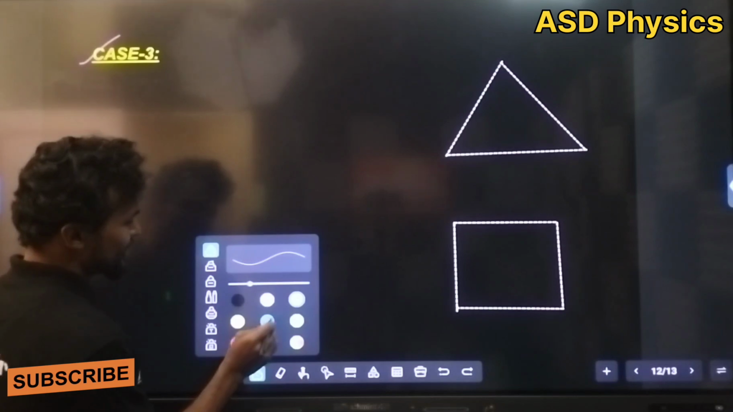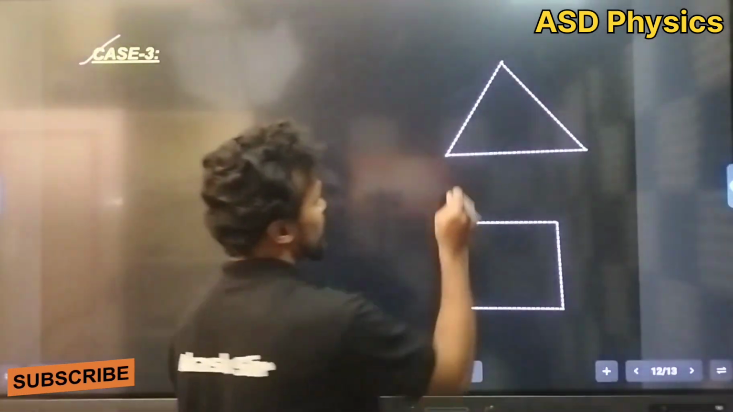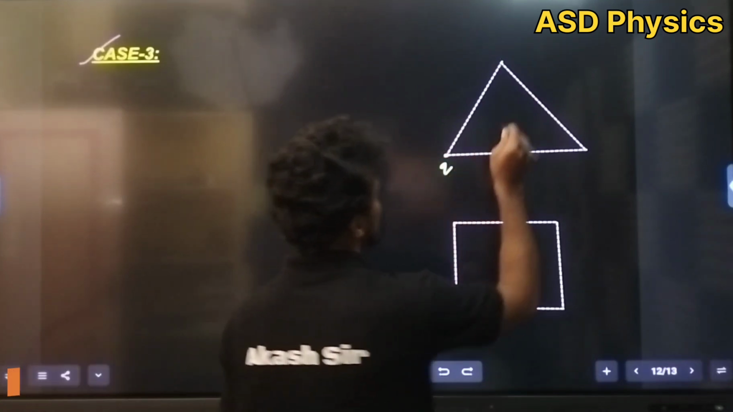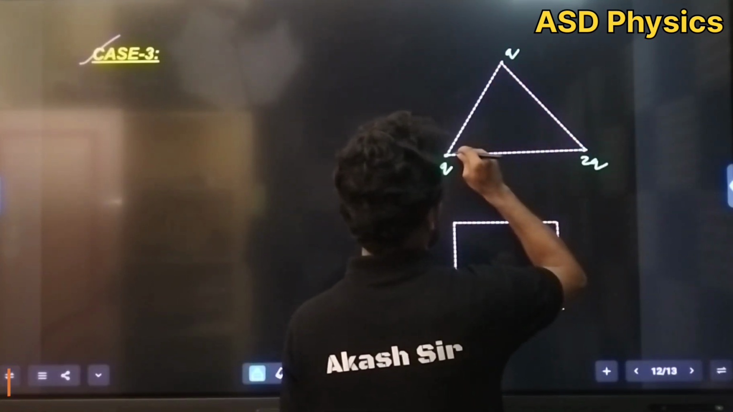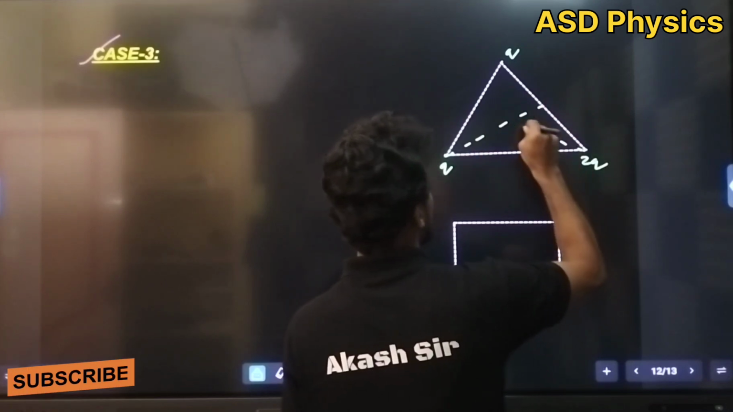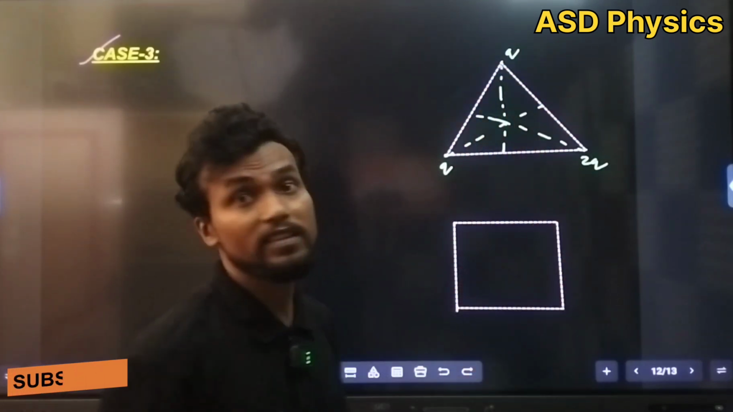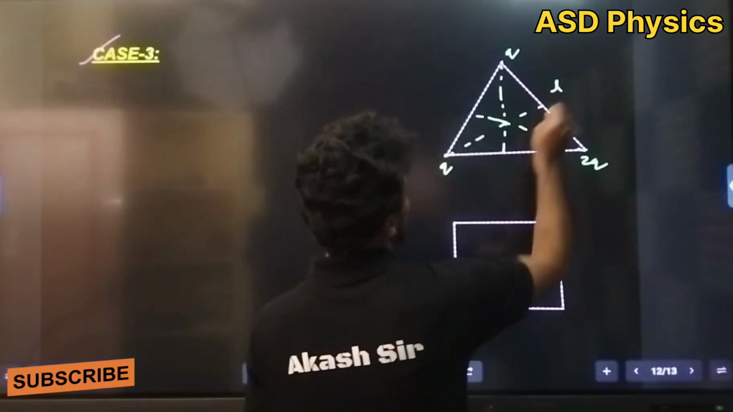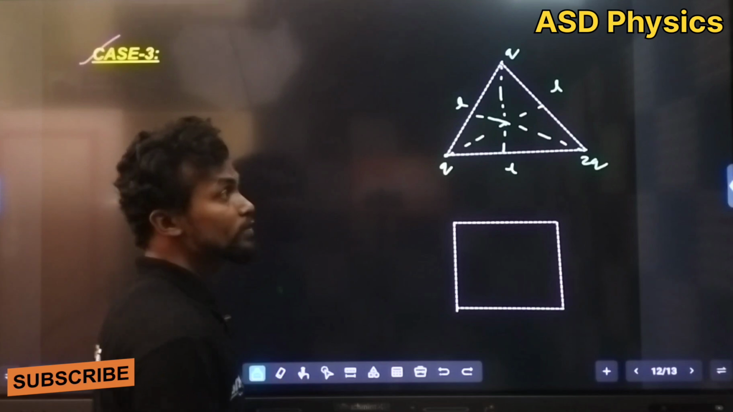Sometimes what happens is that the charges will be given at the vertices, but they will not be balanced. Let's take an example here. This is charge Q, this is charge Q, and for example here they have given charge 2Q. Do you think that now the electric field at the centroid is 0? It will not be 0 because this is not a symmetrical charge distribution. So what we have to do here is make it symmetric. We have to use the concept of symmetry. How to make it symmetric?